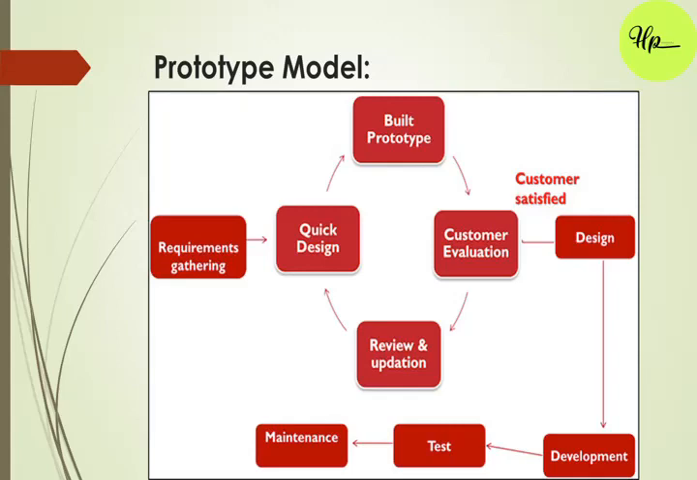If the user is not satisfied with the prototype, then a new prototype is created and the process will continue until the client is satisfied. Development: actual software is developed based on the final prototype when all the needs are fulfilled and the client is satisfied. In this phase, coding is done, and the software is divided into small modules.